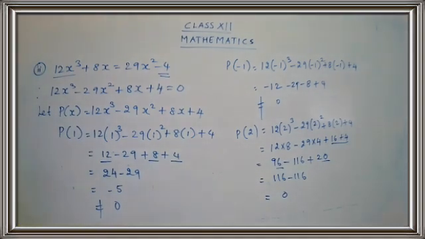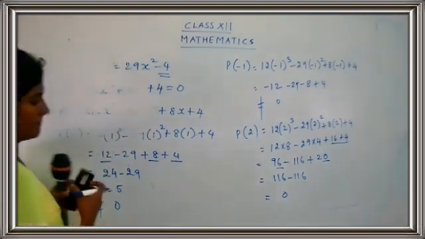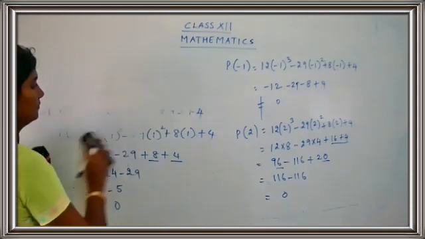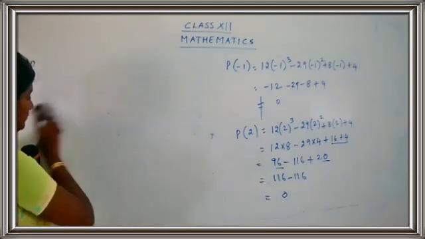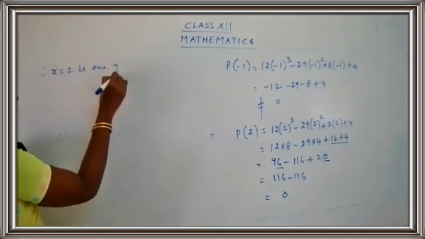I took P of 1. I got an answer which is not equal to 0. I took P of minus 1. Again I got an answer not equal to 0. Then I took P of 2. When I took P of 2, I got a value 0. Okay children, so we got the answer as 0. So you can say therefore x is equal to 2 is one of the roots.